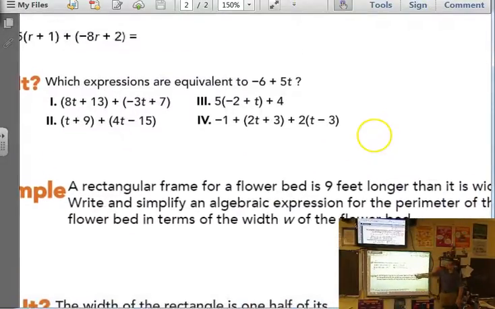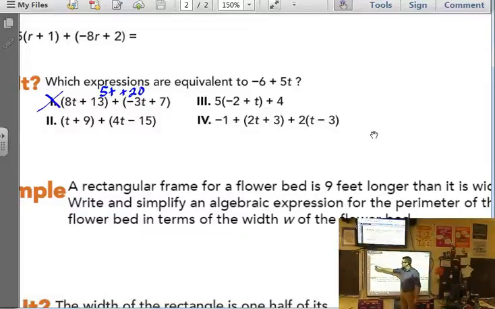So let's go through here, and you don't have to be as formal, but with each of these, we want to combine the variable terms and combine the constant terms. So CJ, there you are, dude. If I look at 8t minus 3t, or plus a negative 3t, how many t would I end up with when I combine those? Yeah, I'd end up with a 5t. Then I have 13 plus 7. What would I end up with there? 20. So I'd end up with 5t plus 20. This is 5t minus 6. Number 1 does not work.